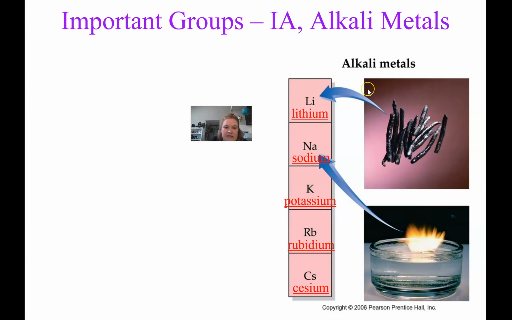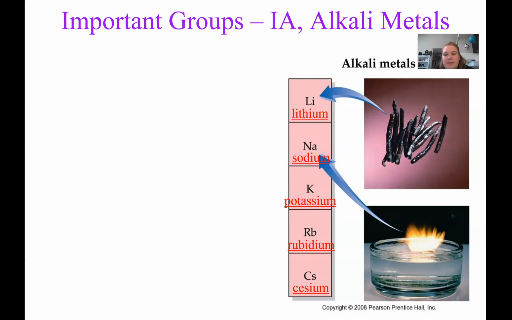So we're going to look at the 4 groupings and some of their characteristics that they share. So we're starting with the alkali metals.